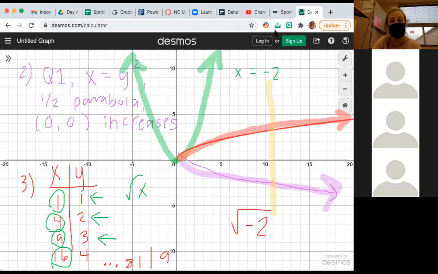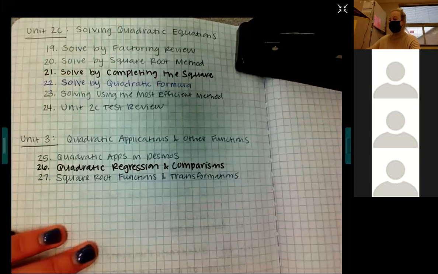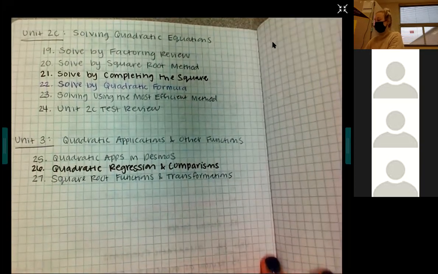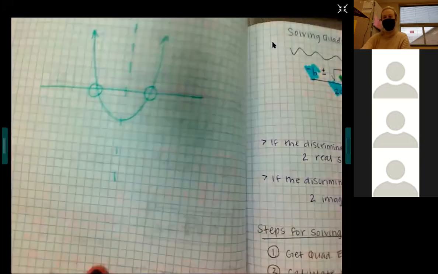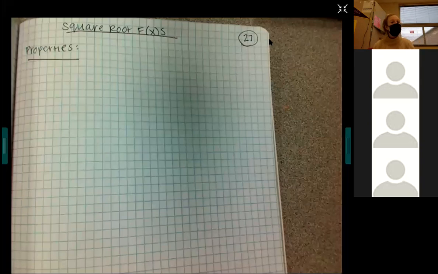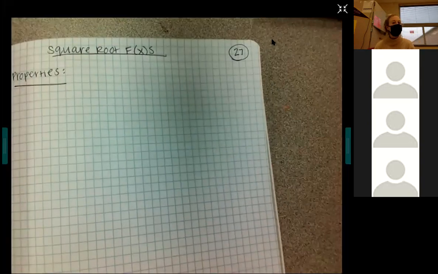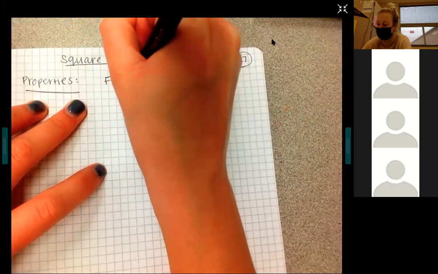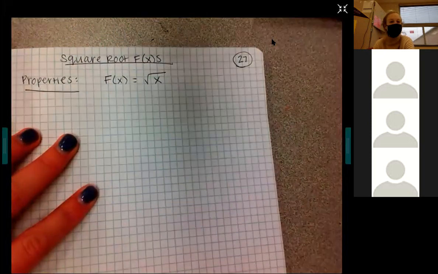So I'm going to pause the recording. All right, topic 27, square root functions and transformations. So I'm going to go ahead and flip. All right, so what are some properties of square root functions that we wrote down in the warm-up? Remember, I'm talking about the function f of x equals square root of x.